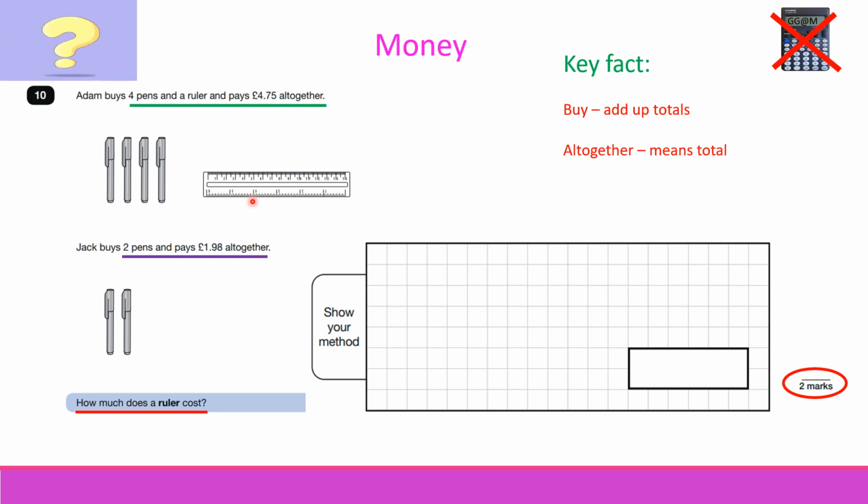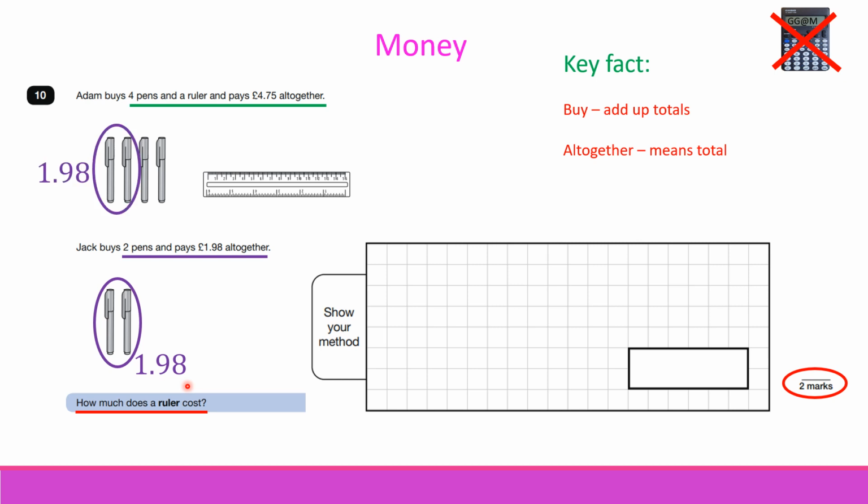Great work, guys. Hopefully you've managed to come up with an answer. So to start with, you're told that 2 pens are £1.98. So these 2 pens here together are £1.98. So that means up here, these 2 pens cost £1.98, and also, these 2 pens cost £1.98. So I'm going to add together these two £1.98s to give me the total for how much I've spent on pens.